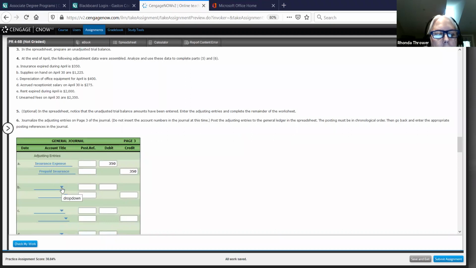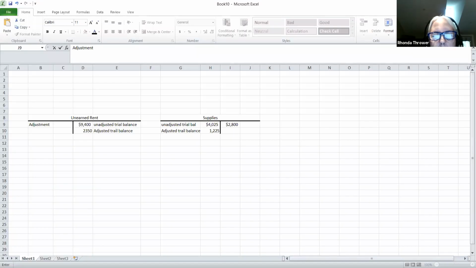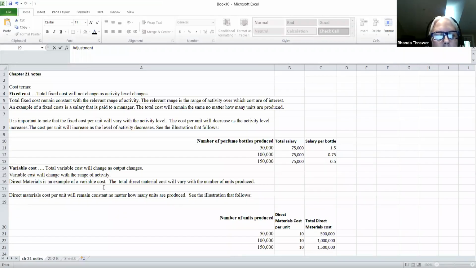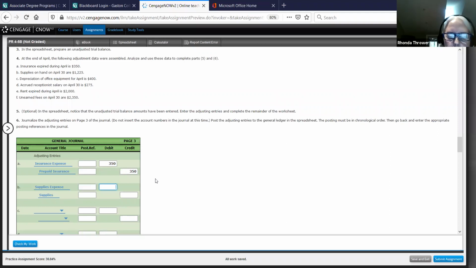What you're going to record here is a debit to the supplies expense account. You're going to record a credit to the supplies account, and the amount is going to be the used amount that we found in the T account that I just showed you, and that amount was $2,800. So 2,800 is going to go here.